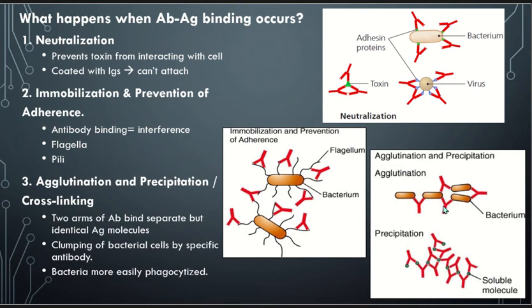Or they can bind to separate but identical antigens on the same cell or on different cells. And basically, it's just going to create this giant clumpy mess. And it pretty much flags our backup to come and more easily phagocytize it.